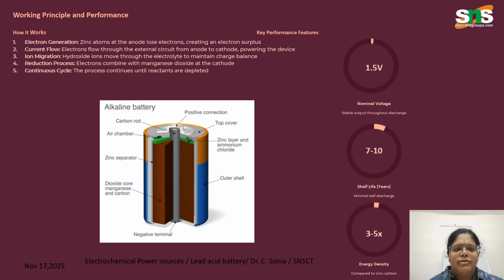So what are the performance features of alkaline batteries? It has a nominal voltage of 1.5 volts, with a stable output throughout the discharge. It has a long shelf life of at least 7 to 10 years, and minimal self discharge. This is an advantage, and it has 3 to 5 times greater energy density than zinc carbon batteries.